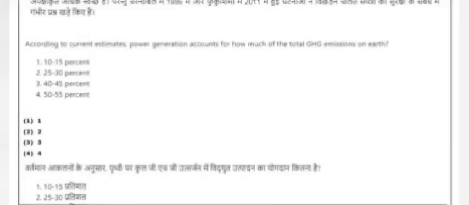So that was our passage. Now let's try to solve the question. It says, according to current estimate, power generation accounts for how much of the total GHG emissions on Earth? It will be 25 to 30%.